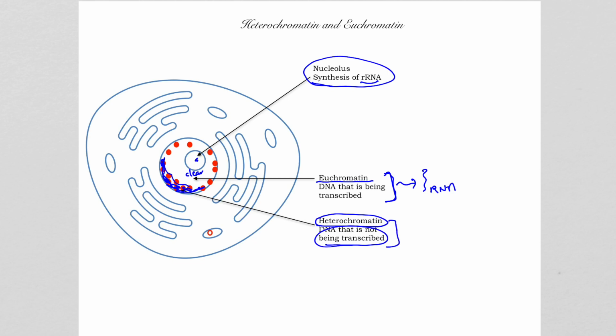This is DNA that has a lot of histones attached. The histones are strongly attached, and so this area is very compact. It's what we call heterochromatin. While in this area, a lot of histones have been removed and it is transcribed into RNA.